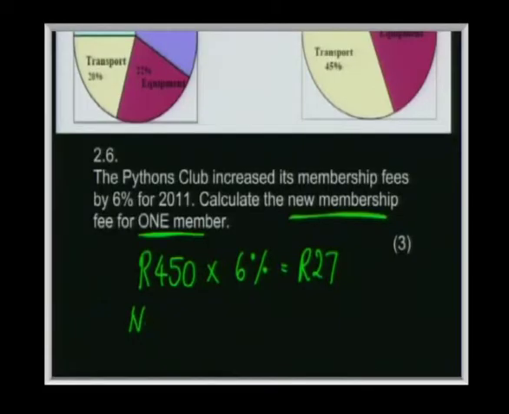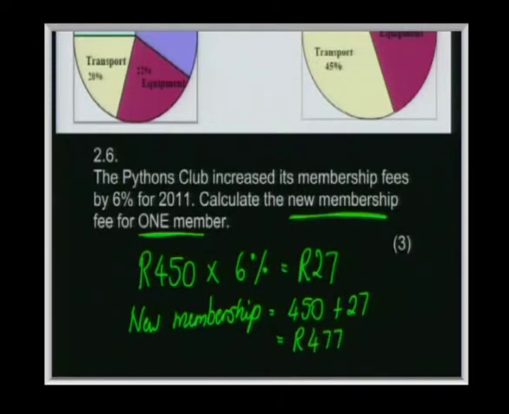So my new membership is going to be equal to my 450, which is last year's, plus the 27, which I can do in my head, and hopefully you can too, is 477 Rand. So for 2011, should I say, the membership fees will be 477 Rand.